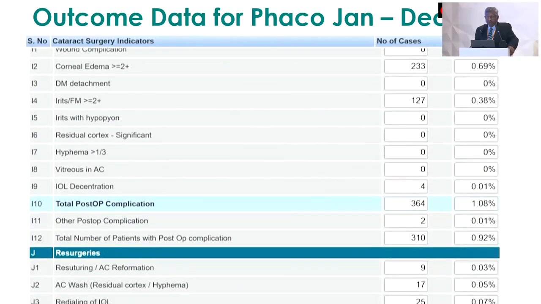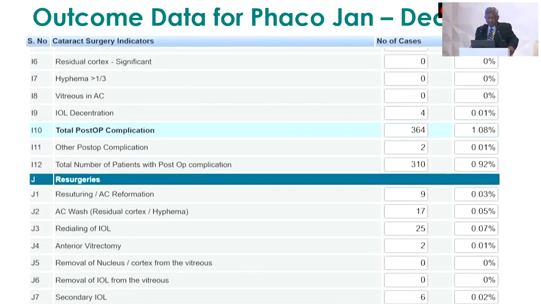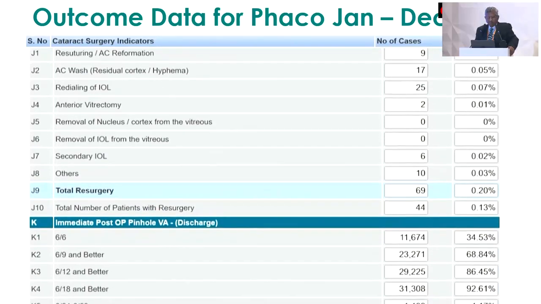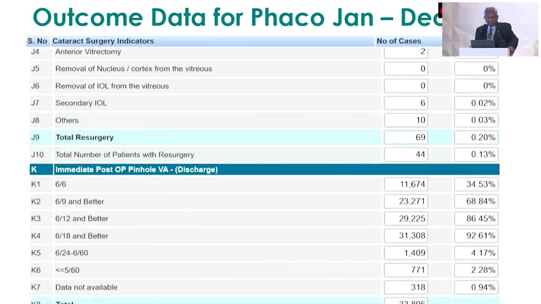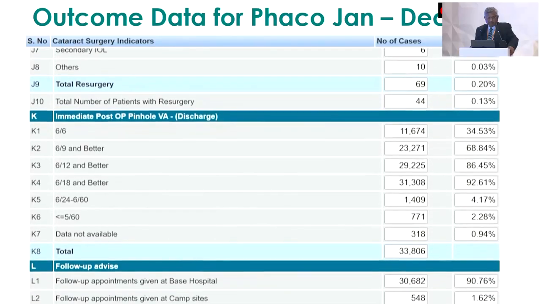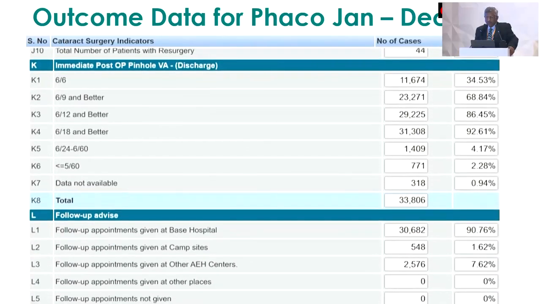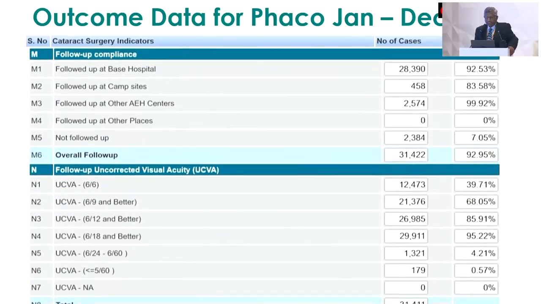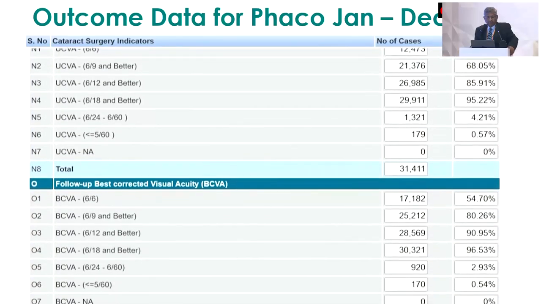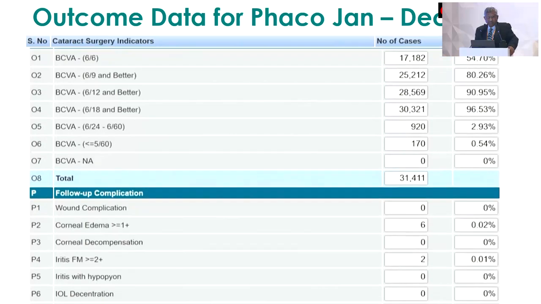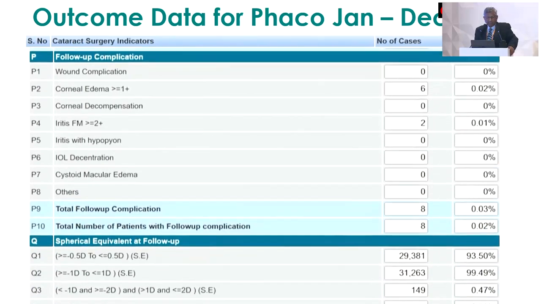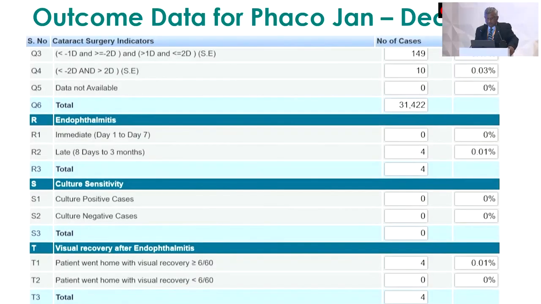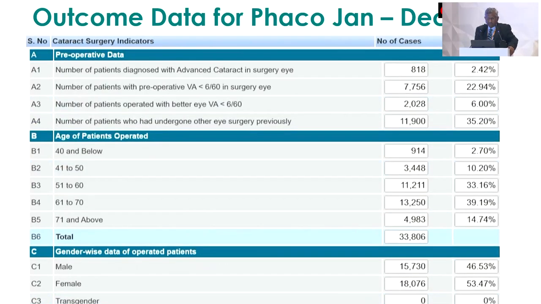and resurgeries. And in the immediate post-operative period, what is the visual acuity the patients have, the follow-up advice. So it's a long list. Follow-up examination: how many patients actually came for follow-up, what is the vision at that point, uncorrected, best corrected, was there any complication during that point, and what is the spherical equivalent. So this is basically the tool as I wanted to show it.